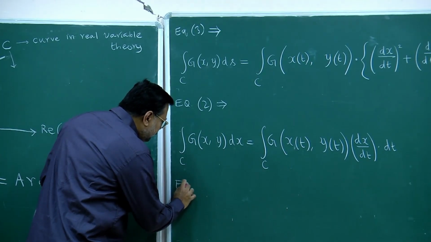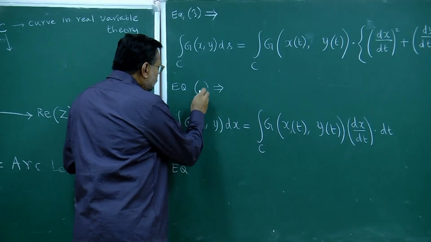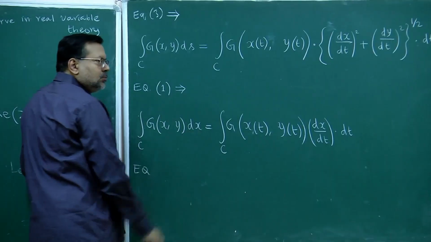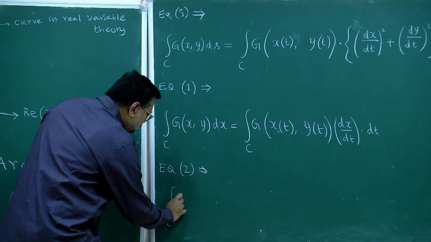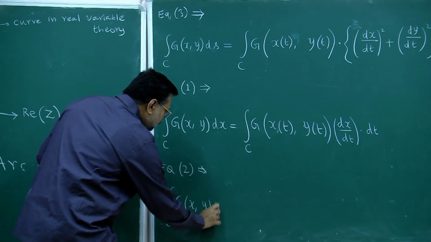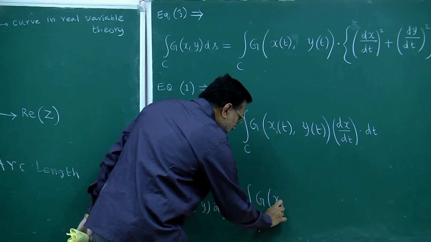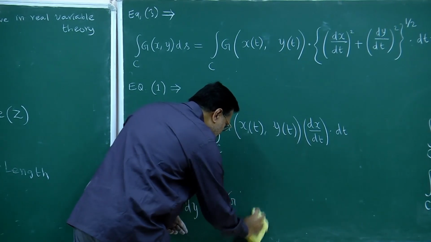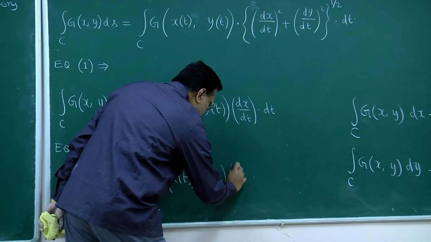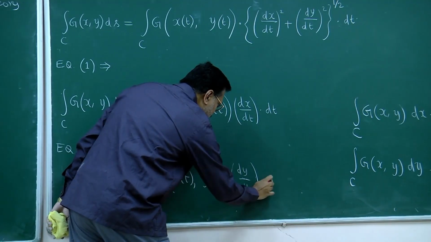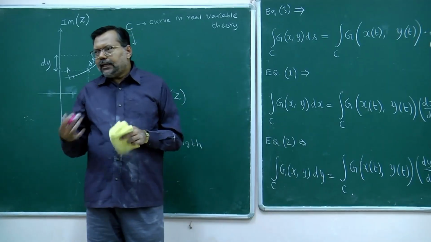And similarly, you can write down the equation. So this is 2, which means y, right? I'll write 1 here. And equation 2 becomes g of x of t, y of t, dy by dt. So this is the practical way of evaluation.